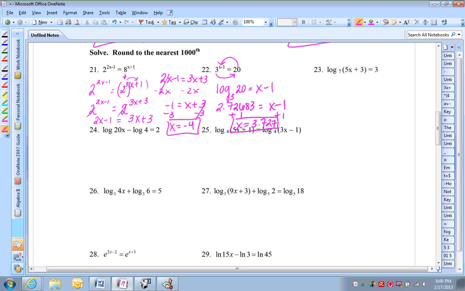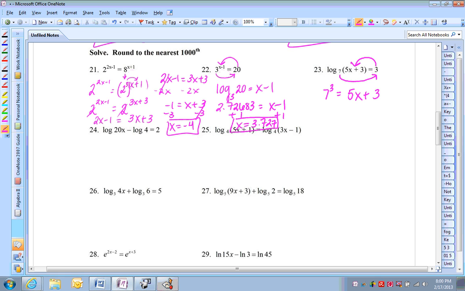Okay, on problem 23 or 15 on your sheet, we have a log on one side. So if we have a logarithm on one side, we're going to go ahead and do the log roll to convert it to an exponential. So I start with my base of 7, pick up the 3, and then go back to the 5x plus 3. So we write it as 7, my base is 7, raised to the third power equals 5x plus 3.